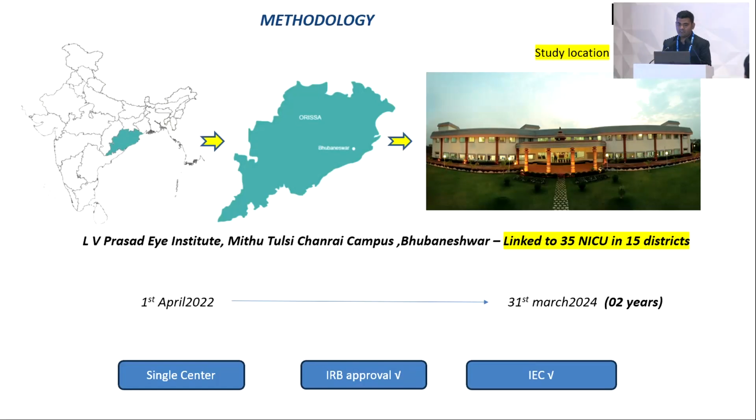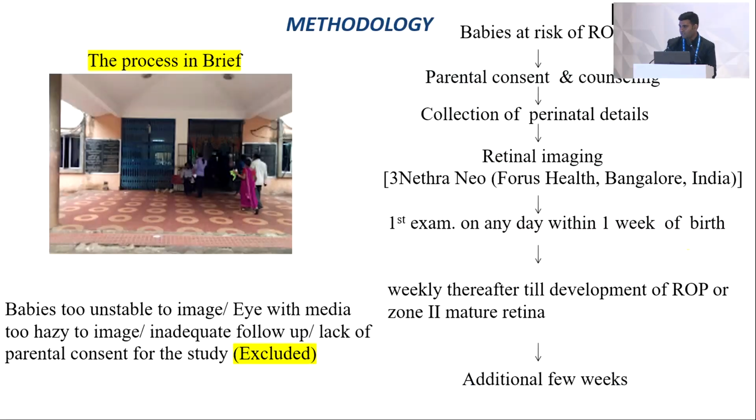This study was conducted at LV Prasad Eye Institute, Bhubaneswar, which is linked to 35 NICUs in 15 districts, from 1st of April 2022 to 31st of March. In brief, we identified all the babies at risk of ROP, and after proper parental consent and counseling, we took retinal imaging with the help of 3Nethra Neo. The first examination was done within 1 week of birth, and thereafter weekly till the development of ROP or zone 2 mature retina.